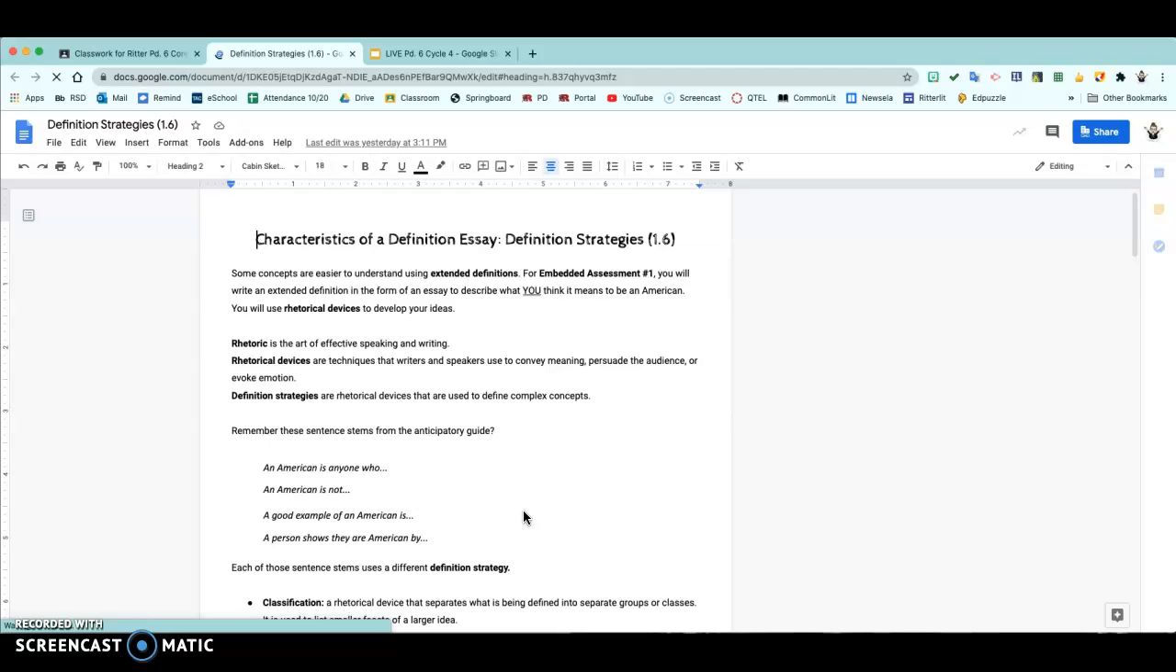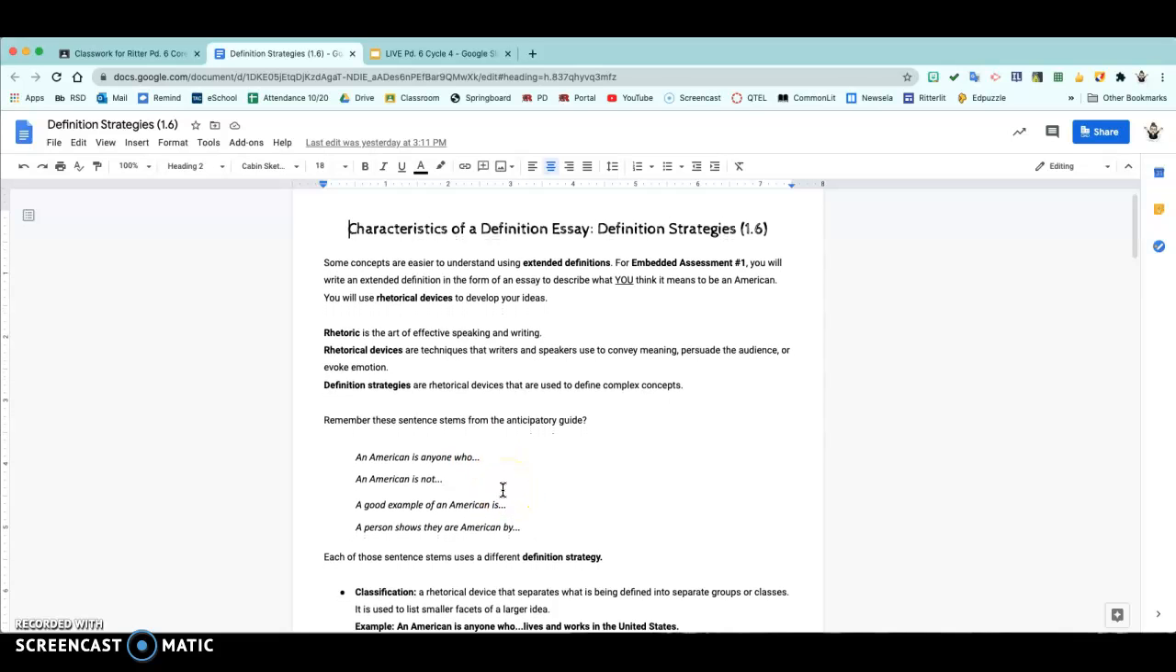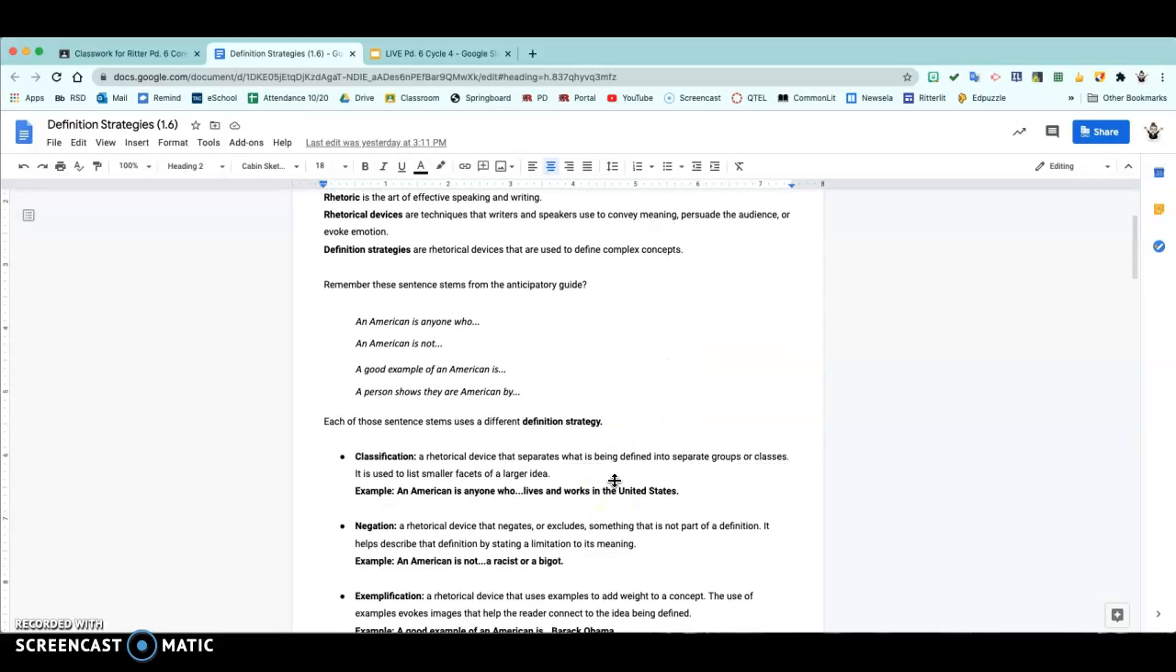So you're going to read through this top part. Basically, definition strategies are something we're going to be using to write our first essay. They are considered rhetorical devices. So rhetorical devices are things that writers and speakers use to show meaning, to persuade their audience, or to evoke emotion, to make you feel a certain way. And definition strategies are rhetorical devices that are used to define complex concepts. So what we'll be defining is what it means to be an American. And we're going to use definition strategies to do that.